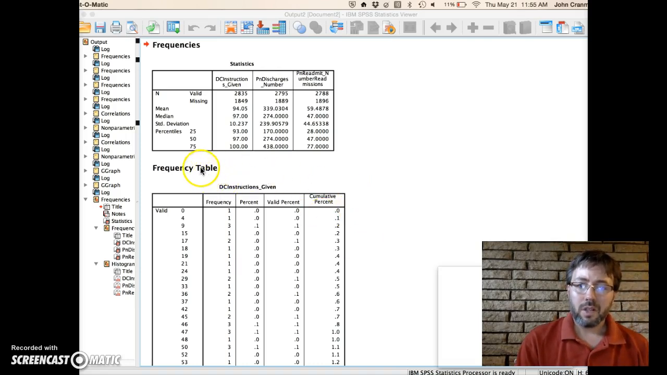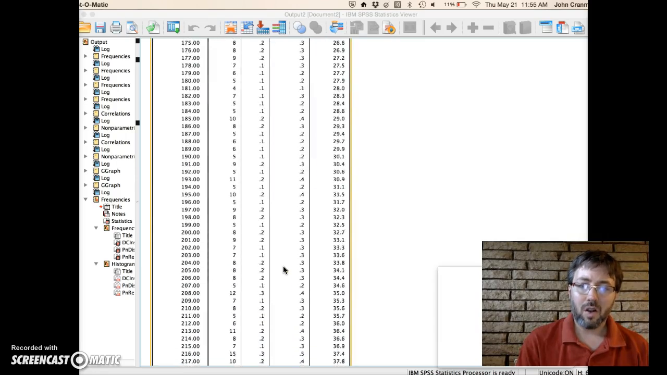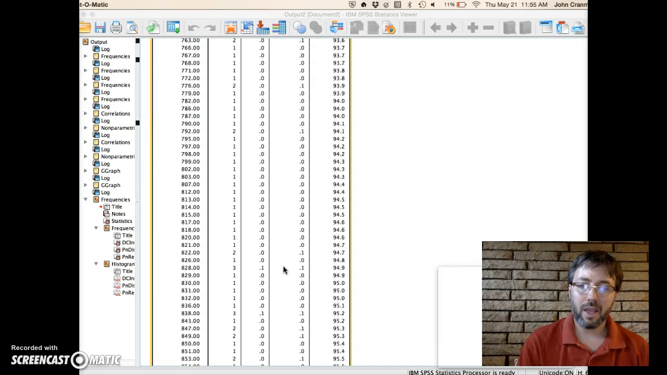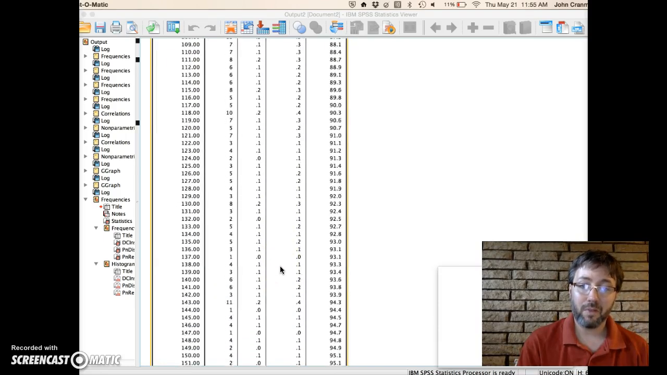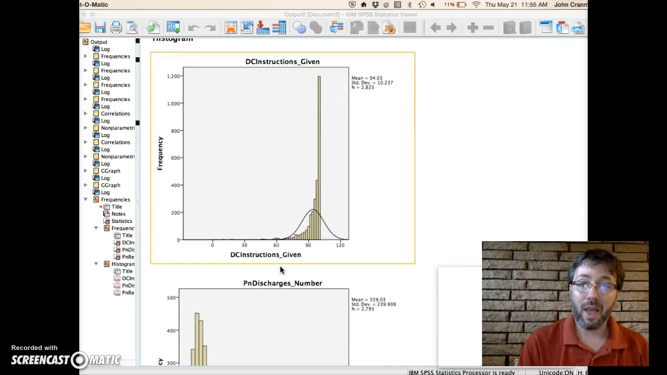Now, you'll see here we have a frequency table. It's just quite long. It lists all the observations for each of our variables that we're looking at, and it's a lot of information. I'll show you later how we can select for that chart not to appear in our output. But in this output that we have, let's begin to look at our histograms.